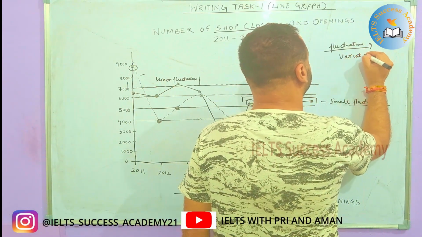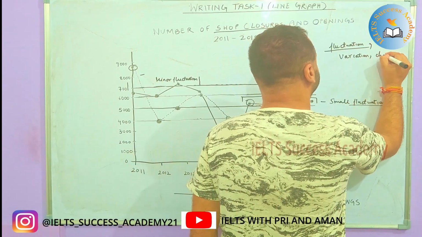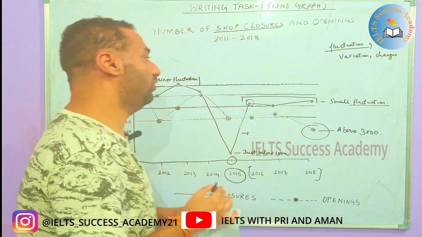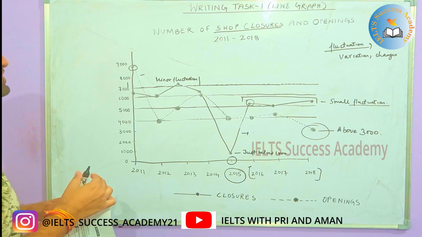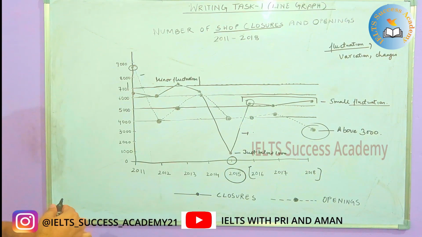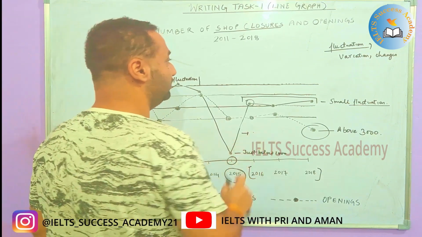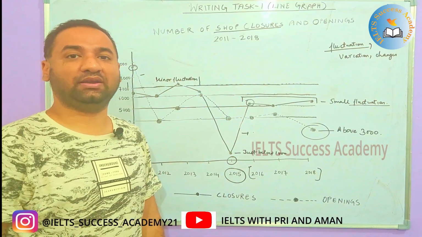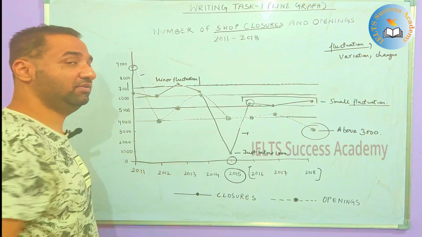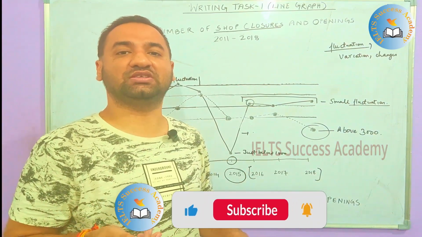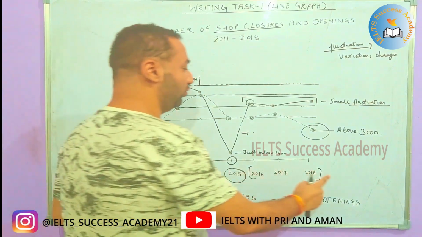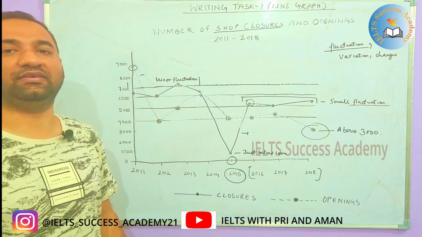Variation, changes. So what we can see overall is that while the number of openings has been more than the number of closures, both have seen huge fluctuations between the years 2011 to 2018.